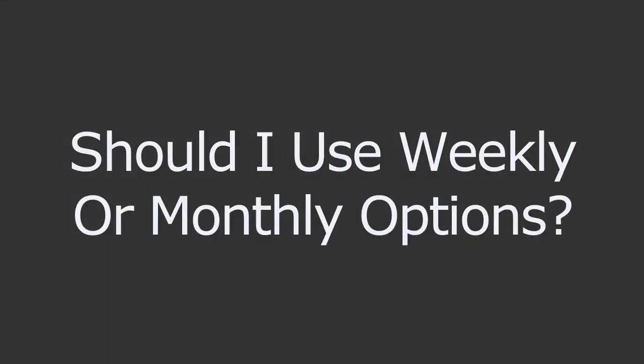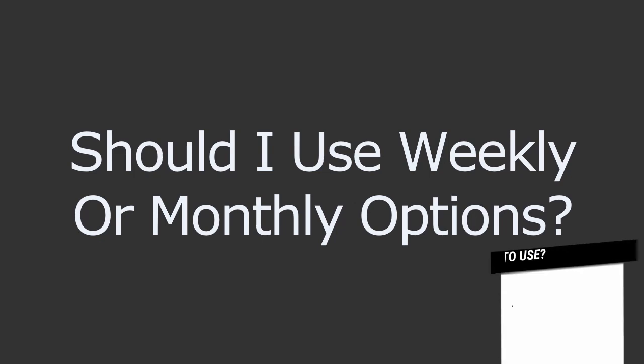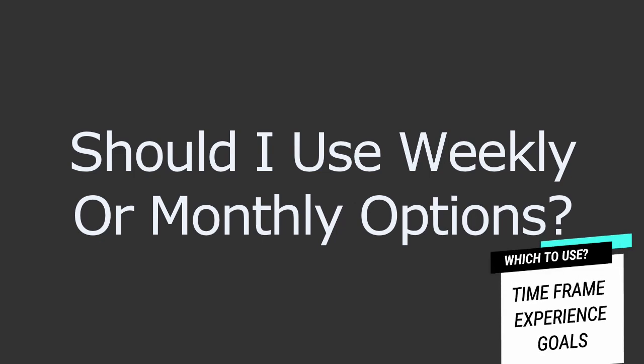So when we're talking about this, let's talk about weekly or monthly options. Which one should you use? It all depends on your time frame, your experience, and what you're looking to achieve with the trade. You can use either or, but we recommend always starting with monthlies, and monthlies that are liquid, but they also have about 20 to 40 days left until expiration. When you become more comfortable with this strategy, go into weekly contracts.